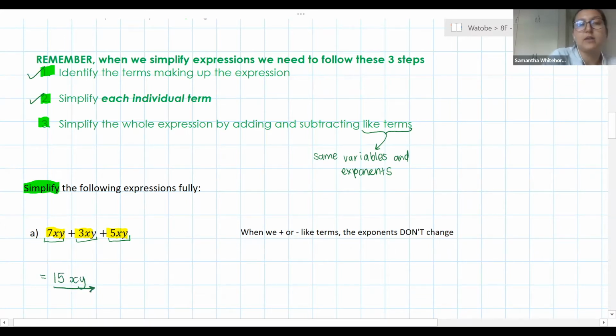And so by following my 3 steps for simplifying expressions, I have simplified this expression. I'll leave that up there just so you've got the steps and you've got the answer, but then we'll have a look at the next one.